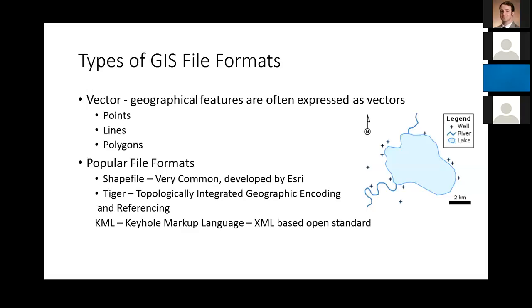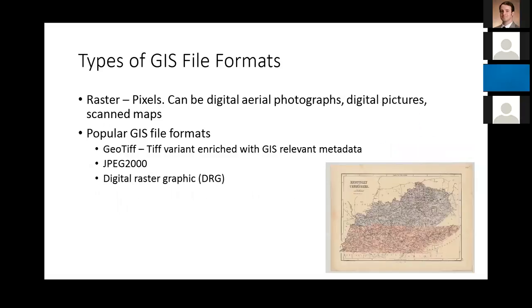If you do anything in Google Earth, you're probably going to deal with KML a decent amount. And so then the second type of file format is a raster file. So most of you are probably familiar with a raster file if you work with digital photography at all. So it's kind of the pixel form of an image.